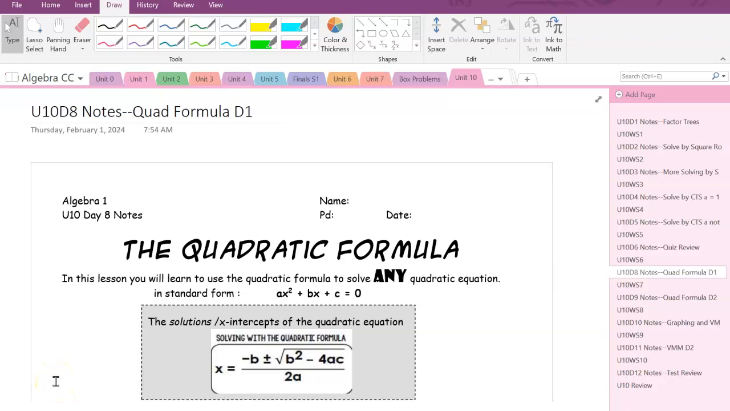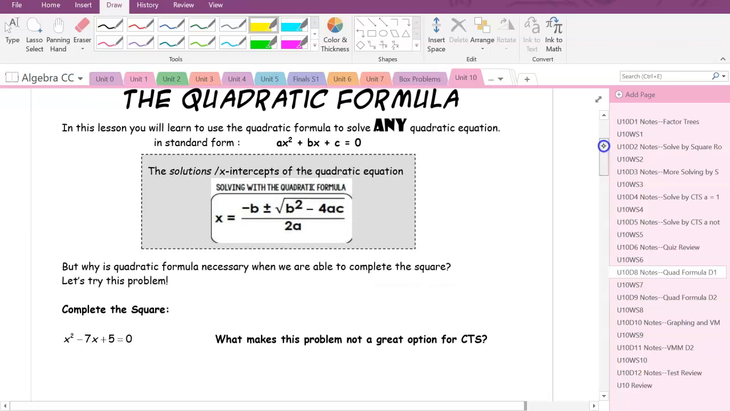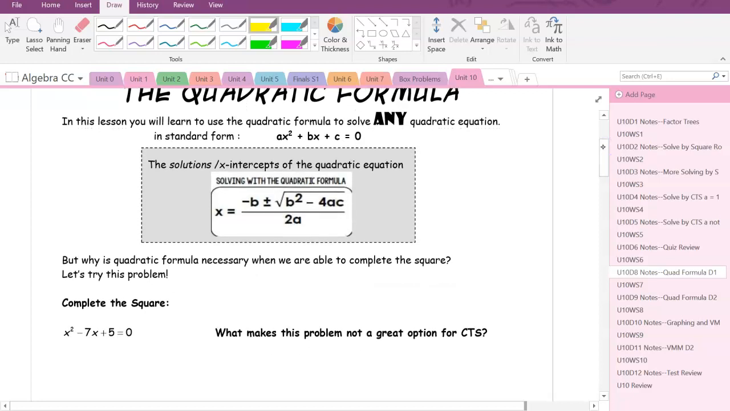Hello Algebra 1! Today we are going to talk about something called the quadratic formula. And this is a formula that can be used to solve any quadratic equation that is in standard form. But why is the quadratic formula necessary when we are able to complete the square? Alright, so let's try this problem.